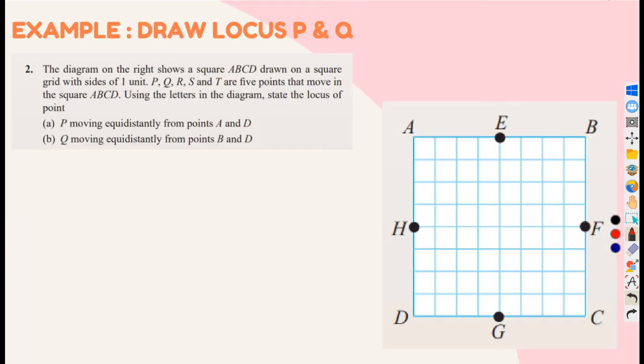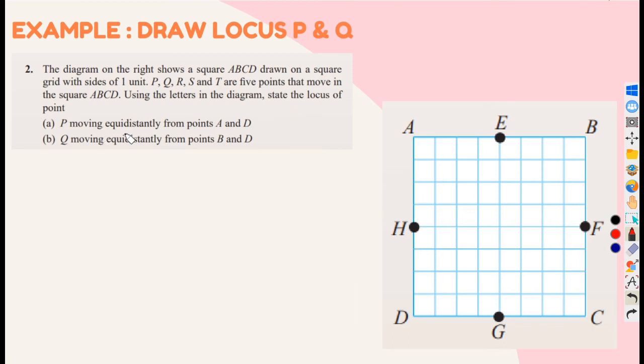Now we want to see an example. Example: draw locus P and Q. The diagram on the right shows a square ABCD drawn on a square grid with sides of 1 unit. P, Q, R, S, and T are 5 points that move in the square ABCD. Using the letters in the diagram, state the locus of the point. This one is after this. First we want to draw locus P and Q. Remember, two fixed points.